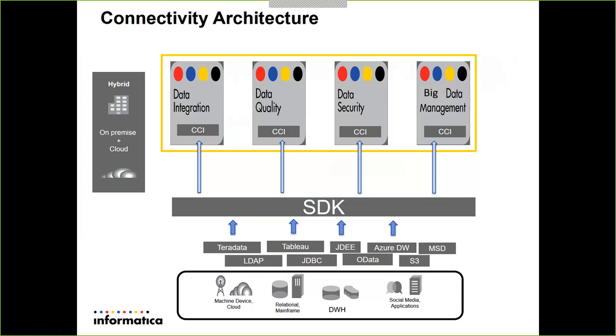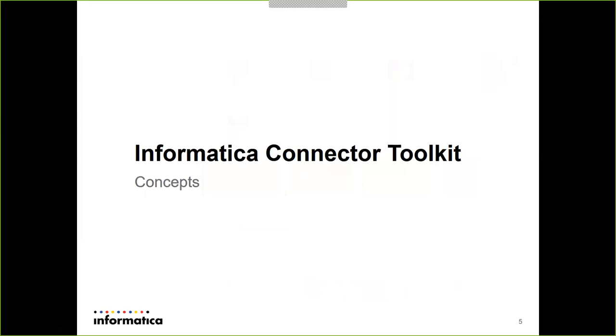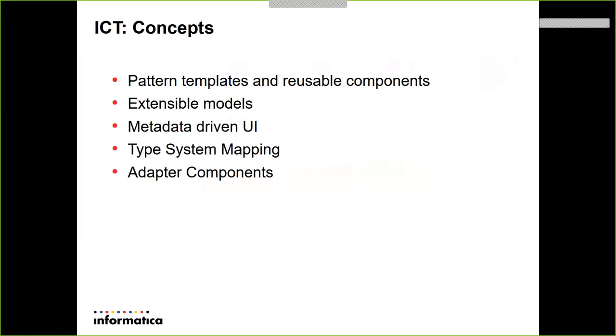It is a simple architecture. There will be a CCI, a common consumer interface, sitting on each consumer to provide an abstraction. There will be an abstraction layer between the SDK and the different tools. When it comes to the Informatica Connector Toolkit, there are a couple of aspects we need to consider: the patterns, what view the third-party system has, the extensibility models, the UI and how it will be rendered, the type system, and a couple of adapter connector components.